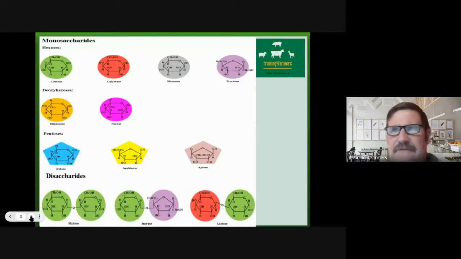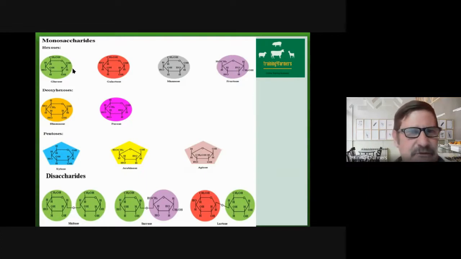So guys, don't get a fright at structural formulas and so on. I'm not going to ask you to learn this. I just want to give you a basic idea. So firstly, you get monosaccharides. Mono meaning one and saccharide meaning sugar. So it means that there's one sugar molecule in that sugar. So glucose, galactose, mannose, fructose are monosaccharides.